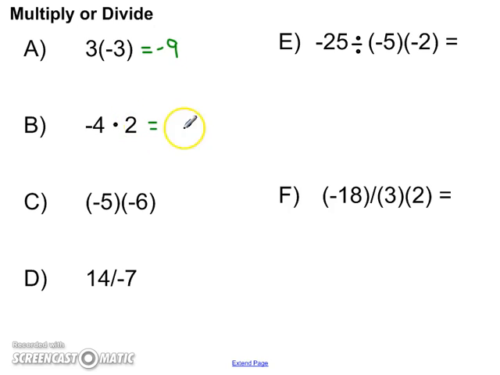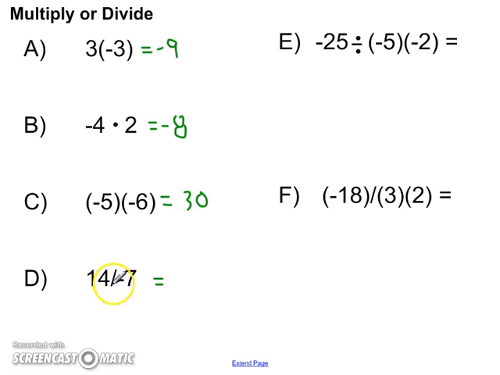Negative 4 times 2. 4 times 2 is 8. Negative times positive, signs are different. Negative. Okay. Negative 5 times negative 6, well, 5 times 6 is 30. Negative times negative, well, the signs are the same. Two signs that are the same, and in some ways, if you want to think about it, it's not technical, but the negatives sort of cancel each other out. So because the signs are the same, I have a positive answer.